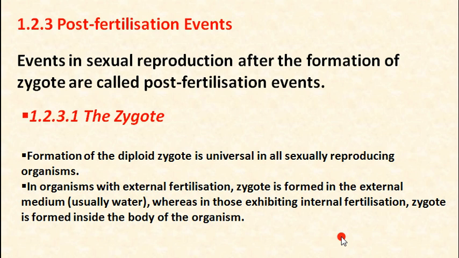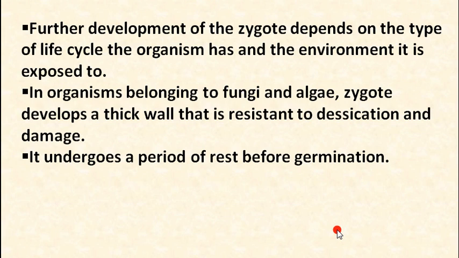The formation of zygote taking place inside the body is called internal fertilization. But if the zygote is formed externally, meaning outside the body, the process is called external fertilization. Now further development of zygote depends on the type of life cycle the organism has and the environment it is exposed to.